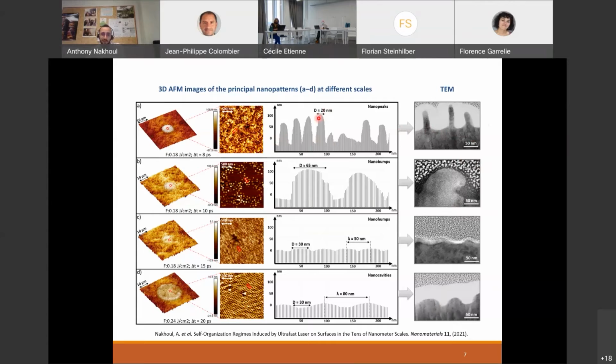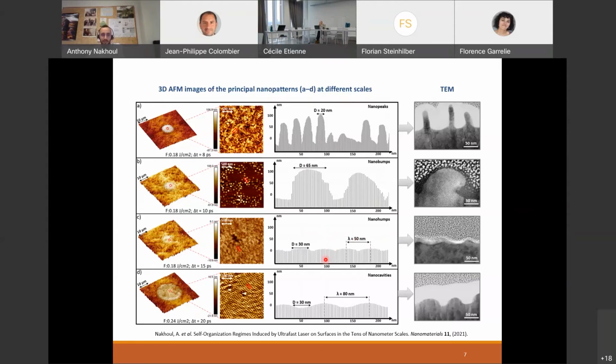And for the nano peaks, it has only a diameter of 20 nanometers and a height of 100. And for the nano bumps, we can also observe a diameter of around 65 nanometers. And for the nano humps and nano cavities, we have a diameter of around 30 nanometers and a periodicity of 50 nanometers, and here 80 nanometers. For nano peaks and nano bumps, we think that they potentially result from thermoconvective instabilities.